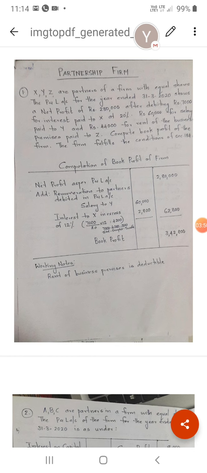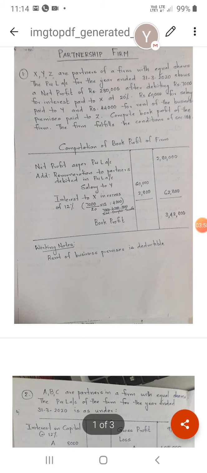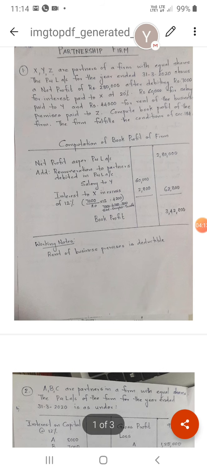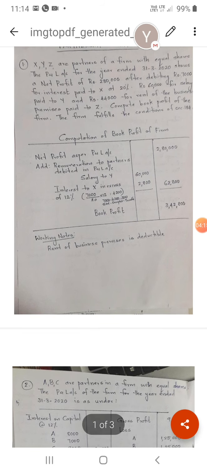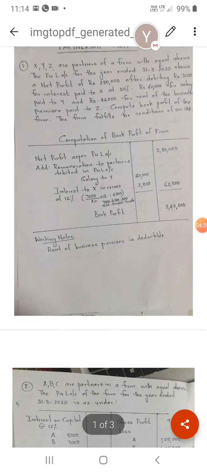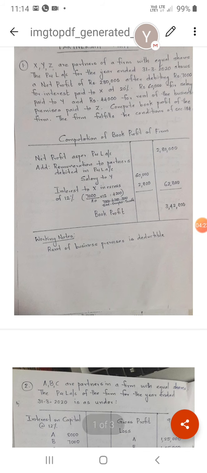Add, first item is interest in excess of 12 percentage. Here in the question it is given as 20 percentage, so you have to find out the interest for 8 percentage, which is not allowed as a business expenditure. The items which are not allowed as business expenditure should be added to the net profit or loss, as the case may be. Here the question consists of net profit, so we have to add the business expenditure which is not allowed.